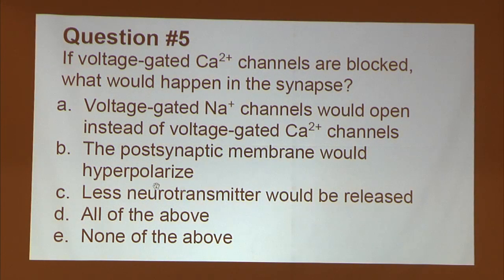C says that less neurotransmitter would be released. Kind of. It's more like no neurotransmitters are being released. It's not just less of them getting out. We need calcium to release them, and there is no calcium getting in. They are blocked. So it's really none of these. We're not just decreasing neurotransmitter, we're not releasing any of it. So the other options were all of the above and none of the above, and the answer is E, none of them. They're all wrong.